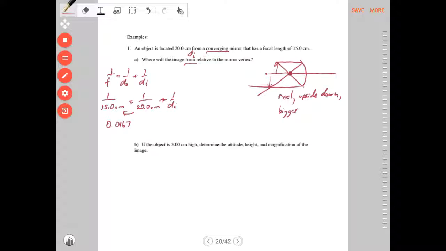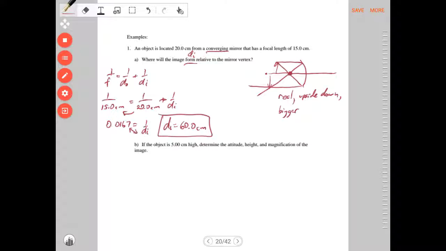0.01666 repeating, so to 3 sig digs, 0.0167, equals 1 over di. Remember, we just switch those two things and we get di equals positive 60.0 centimeters. Awesome. So where will the image form relative to the mirror vertex? The image forms at 60 centimeters away.